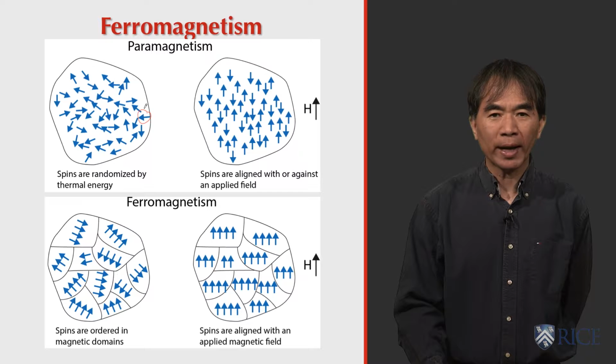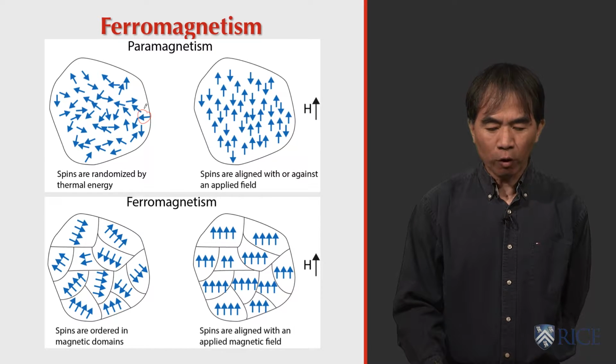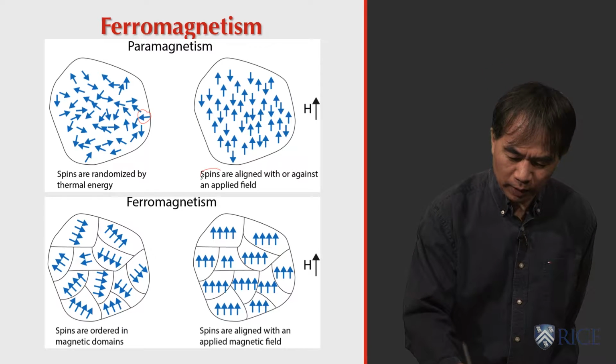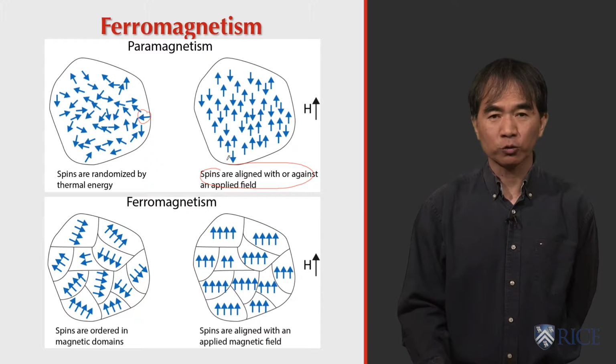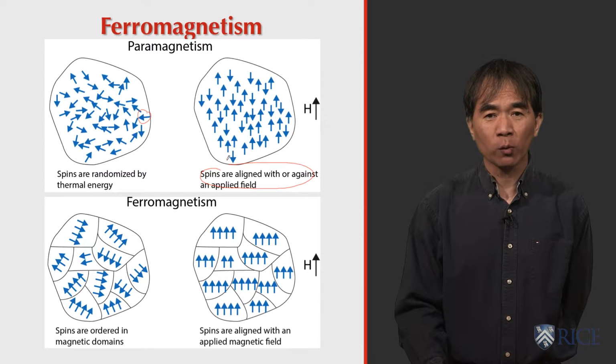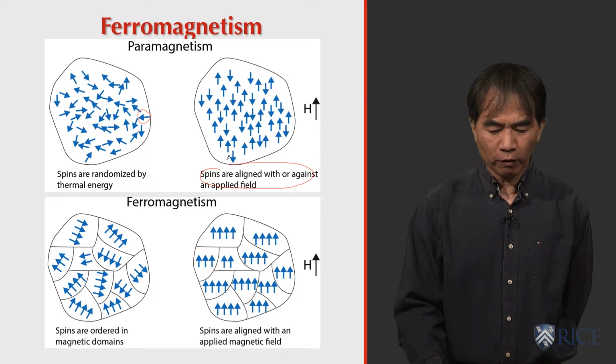And then when you apply an external magnetic field onto the system, you would imagine all the magnetic moments will start to be aligned in the same direction as the external magnetic field. This is what we call it when the system is completely aligned with respect to the external magnetic field, and this is what we call induced ferromagnetism. And there's also a case of spontaneous ferromagnetism.